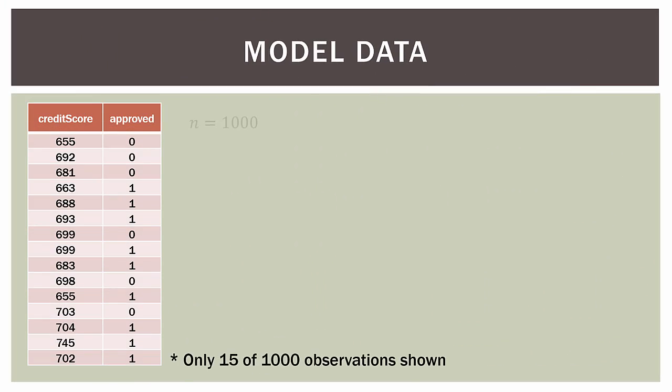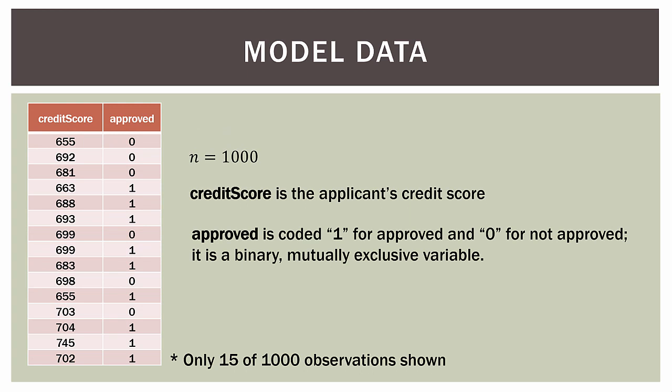So a quick reminder about the data we're dealing with. So we have 1,000 observations. Credit score is our independent variable, and it is the applicant's credit score. Remember, these are people who are applying for a home mortgage. Then our dependent variable is approved. So approved is coded as 1 if the mortgage is approved, and 0 if it is not approved. So it is a binary, dichotomous, mutually exclusive variable, which is a characteristic of logistic regression. Now I'm only showing 15 out of the 1,000 observations on the left, but I just wanted to show you how the data is structured. In this case, it's very simple.